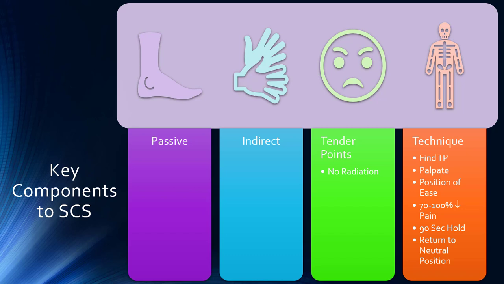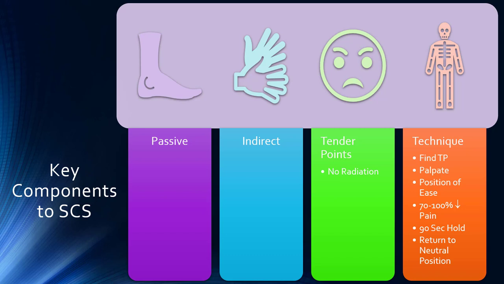This position of ease should diminish the pain. The target goal is 70 to 100% reduction in the level of pain for the patient. If we do not have this level of reduction of pain, then we need to reassess the position of ease. If the pain is reduced less than 70% for the individual, then the tender point will likely still be there when the treatment is finished. So this is important. We can increase this position or move the position around until we achieve at least 70% reduction in pain.